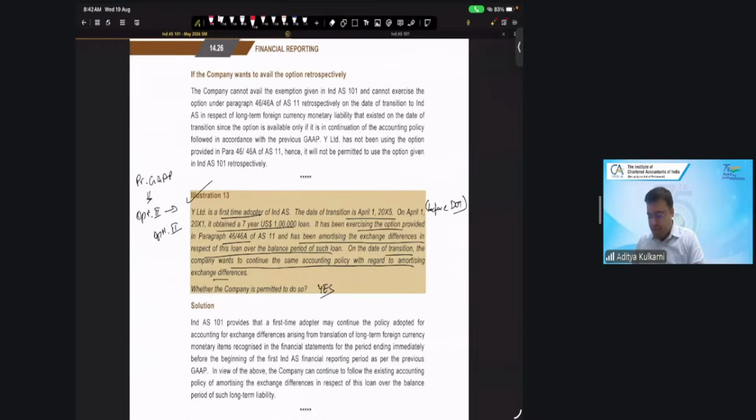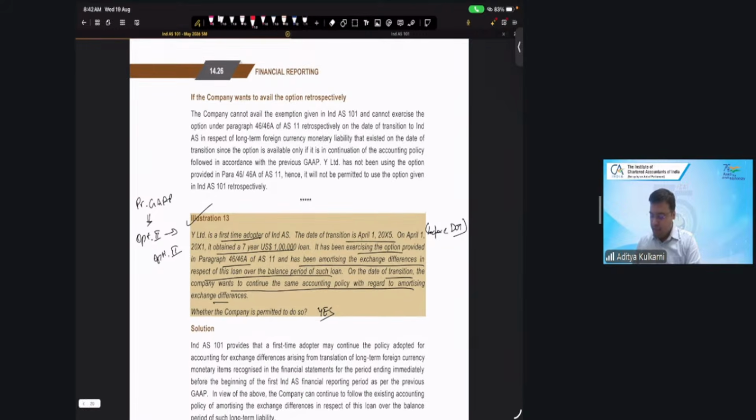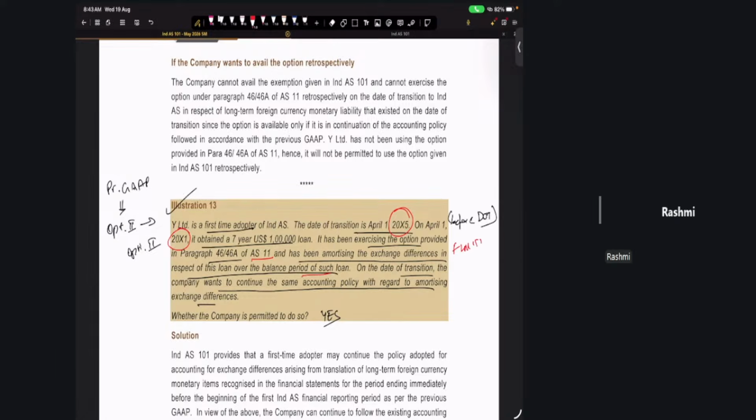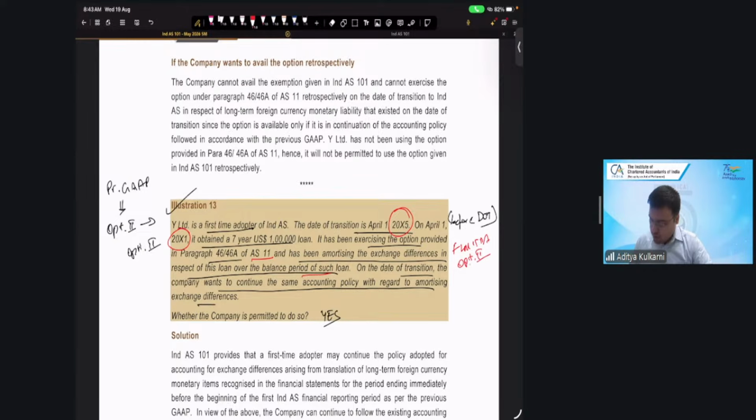Y Limited is a first-time adopter of Ind AS. The date of transition is April 1, 20X5. On April 1, 20X1, that means before transition, it obtained a 7-year $1 lakh loan. It has been exercising the option provided in para 46 and 46A of AS11 and amortizing the exchange differences over the balance period of the loan. That means which option had it availed? Option 2. Yes, it had opted for option 2.